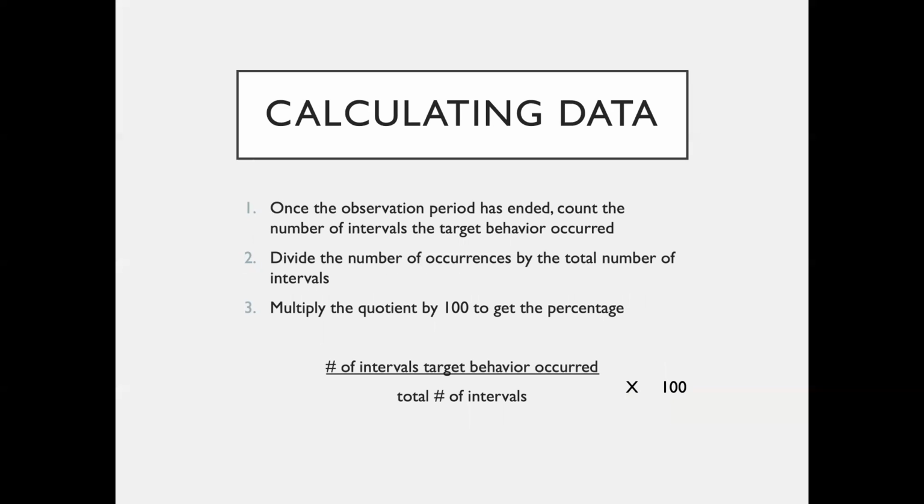Next is calculating the data and how to do that. Once the observation period has ended, you're going to count up the number of intervals in which the target behavior occurred. Then you're going to divide the number of occurrences by the total number of intervals. And then you're going to multiply that by 100 to get the percentage. There's a little equation here on the bottom for those of you who understand a little better with a visual, which I know I do.